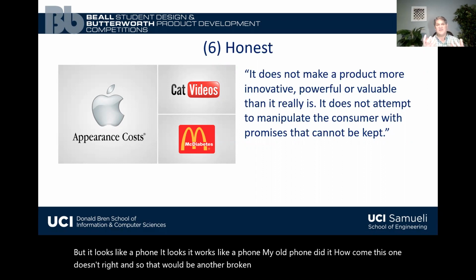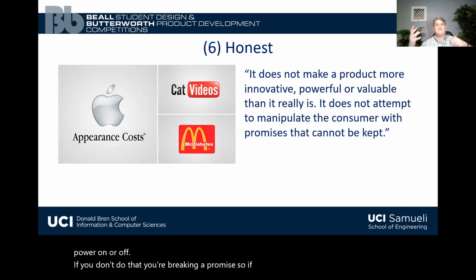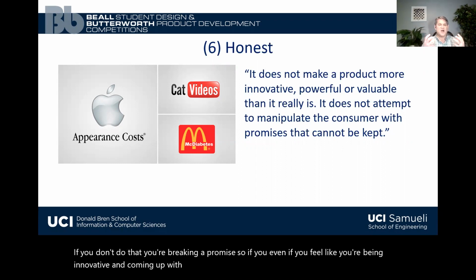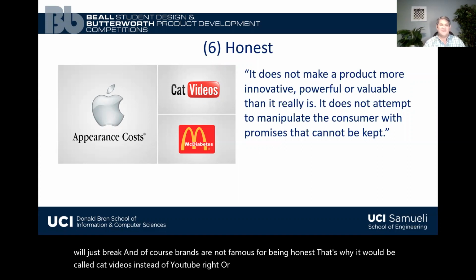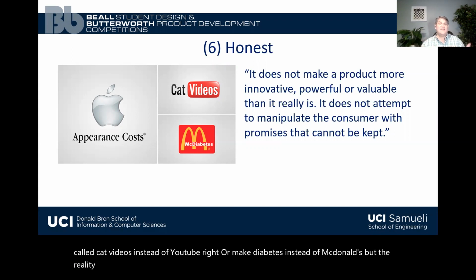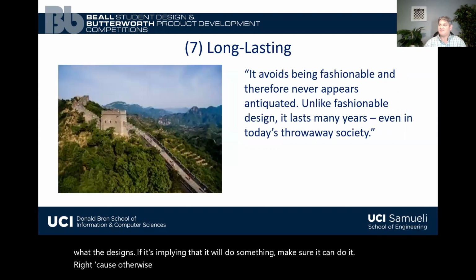And anytime you promise something through your design, like if you push on the power button that it should turn the power on or off, if you don't do that, you're breaking a promise. So even if you feel like you're being innovative and coming up with a new whatever, if it's not honest about what it's trying to do, it will just break. And of course, brands are not famous for being honest. That's why it would be called cat videos instead of YouTube, right? Or McDiabetes instead of McDonald's. But the reality is you have to find ways to be honest with your customer about what the design's doing. If it's implying that it will do something, make sure it can do it. Right? Because otherwise people feel like they've been abandoned.